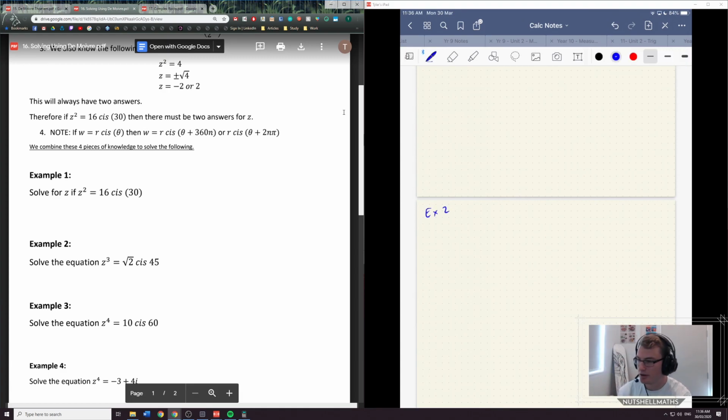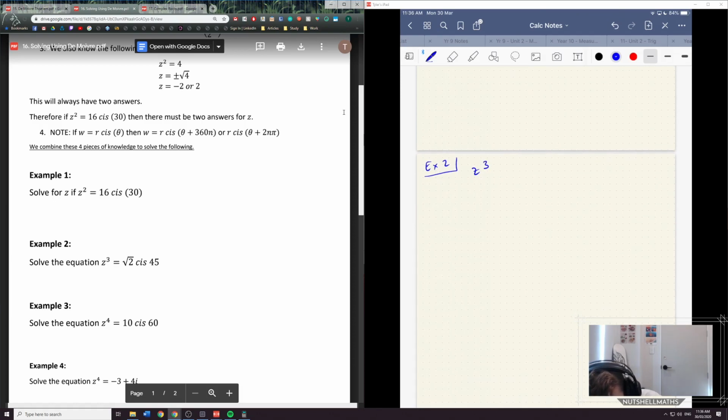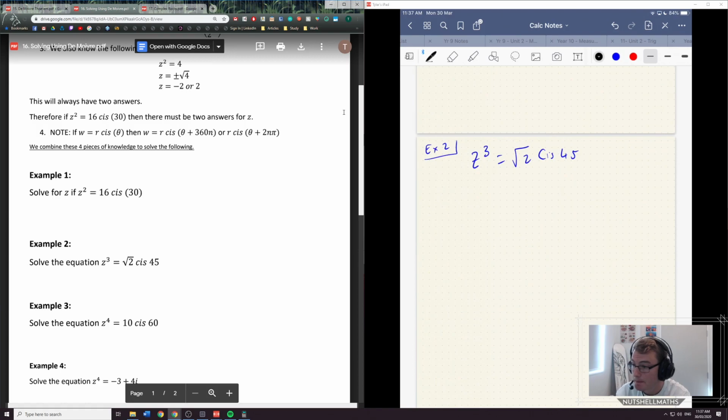Well, let's put it here. Example 2. Look, there's my notes for example 1. Move that to the side, get out my notes for example 2. Okay. So we've got z to the 3. I'll try write a bit bigger actually, so I don't have to keep zooming. z to the 3 equals, that's really big actually, root 2 cis 45.